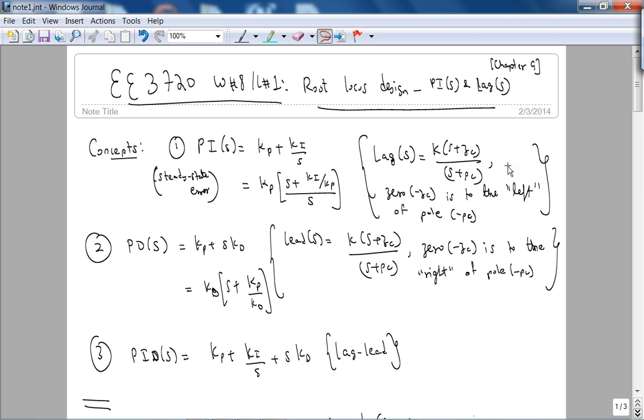But again, the idea will be very simple in the sense that due to the nature of our compensators, with the zero to the left of the pole, we will see that this K will be approximately equal to our pure proportional controller, and that will help us a lot in designing lag compensators.